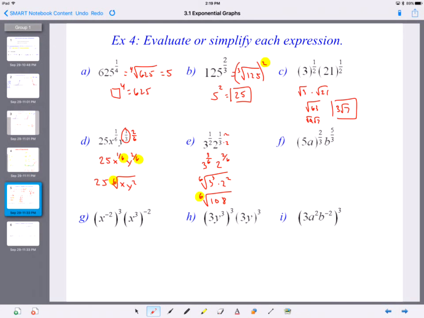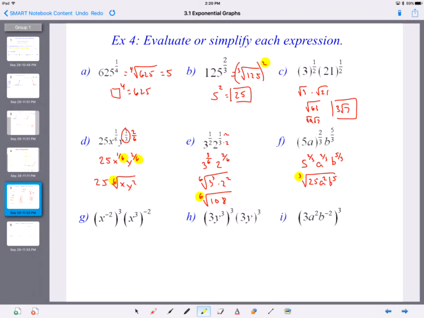Alright, what about the next one here? All of what's inside is being raised to the 2/3. So you have 5 to the 2/3, a to the 2/3, and then b to the 5/3. So since everything is being raised to the 3rd, we can rewrite it as the cube root of 5 squared, that's 25, a to the 2nd, and b to the 5th. Now, that's simplified in terms of changing it to a radical, but once again, if we have groups of 3 of things, then we can simplify it.